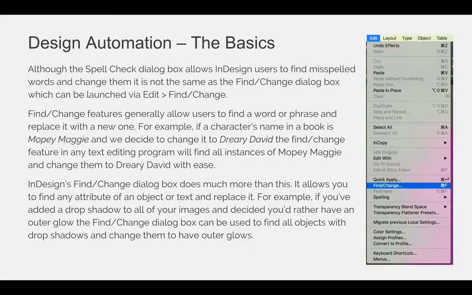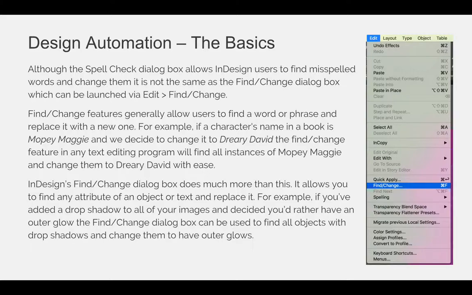And this applies to all text editing programs. Microsoft Word has the same option. InDesign's Find Change dialog box does much more than this. It allows you to find and change any attribute of an object or text and replace it. For example, if you've added a drop shadow to all of your images and then decided you'd rather have an outer glow, the Find Change dialog box can be used to find all objects with drop shadows and change them to have outer glows. You can find everything that uses Times New Roman and change all instances of Times New Roman to be Century Gothic. You can find everything that's red, that's a specific color red, and change it to be a different specific color of blue.